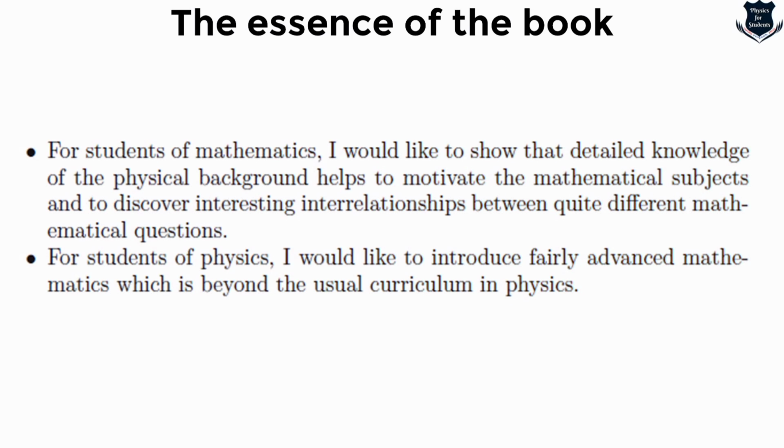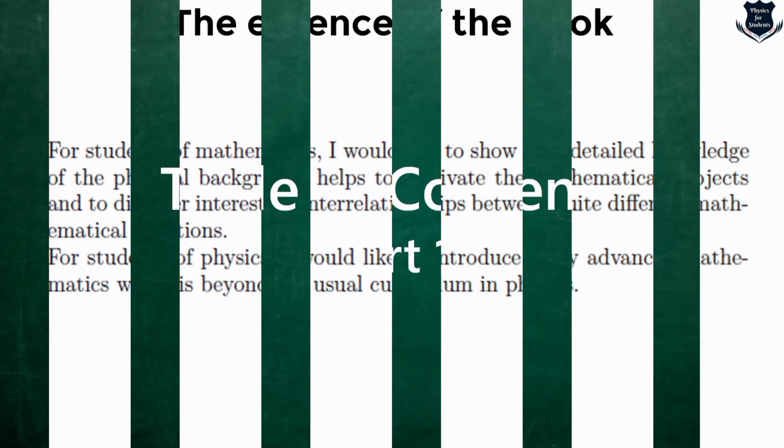I've just taken a snapshot from his preface: for students of mathematics, I would like to show that detailed knowledge of the physical background helps to motivate the mathematical subjects and discover interesting interrelationships between quite different mathematical questions. And for students of physics, I would like to introduce fairly advanced mathematics, which is beyond the usual curriculum in physics. So this is the essence of the book: for students of mathematics, he tries to show that a detailed knowledge of the physical background will help you to learn more about mathematics. And for students of physics, he would like to introduce some fairly advanced mathematics so that physics students can understand very well. So you understand, this is the basic essence of the book.